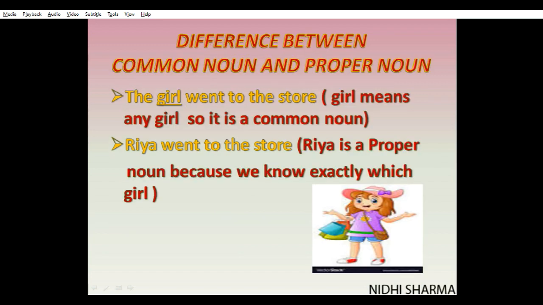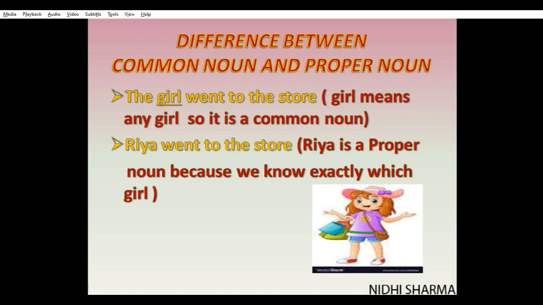Now let us see the differences between common and proper noun. The girl went to the store. Girl means any girl, so it is a common noun. Ria went to the store. Ria is a proper noun because we know exactly which girl went to the store.